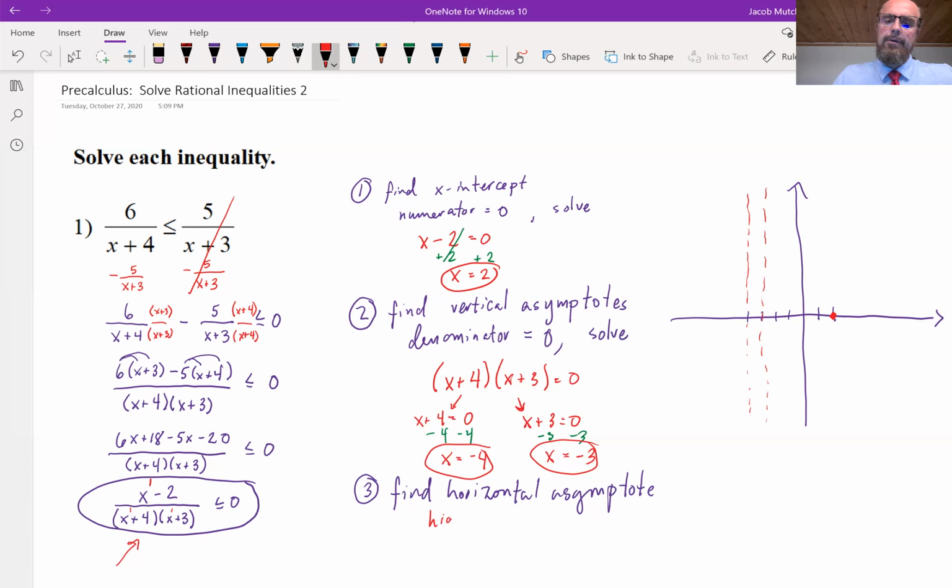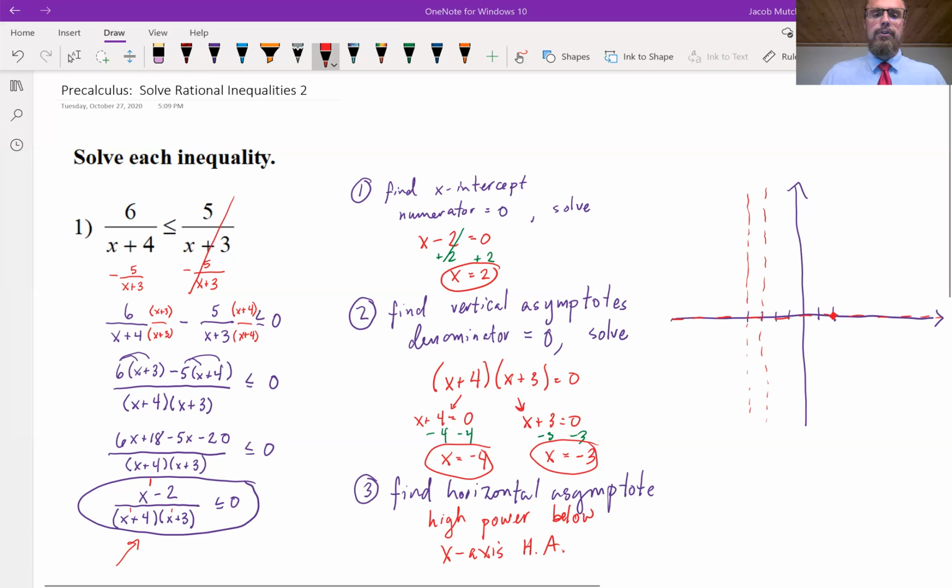So if the high power is below, that's really good news, because that means that I've got an x-axis horizontal asymptote. The high power is below, so the x-axis is my horizontal asymptote. So I'm going to sketch that in. So all the frameworks in place, what we need to do is decide where the graph is placed within that framework. So to do so, I want to just graph my circled inequality there as a function on Desmos.